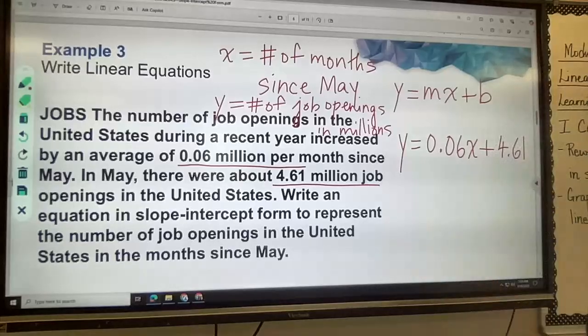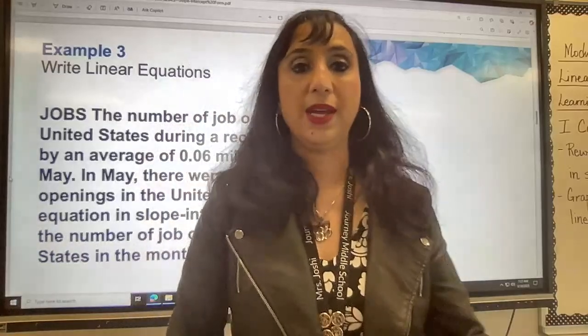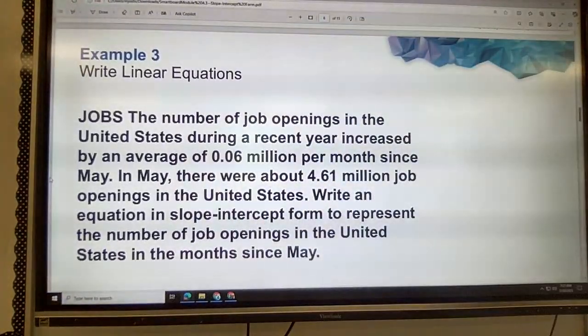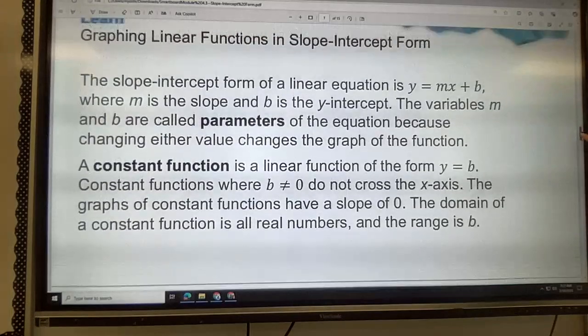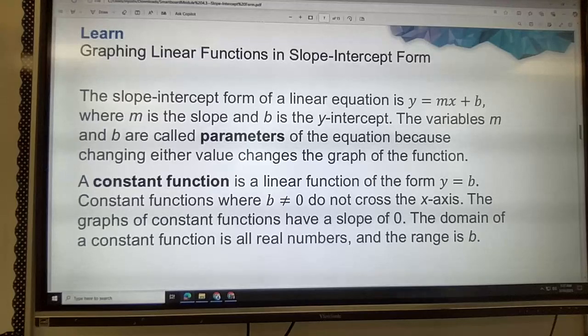And that is the equation in my slope-intercept form, right? Now, I want to quickly talk to you about two things, and that is parameters and what a constant function is. So let me just show that to you so that we have that written out for us. So let's look at this one and what the parameters are, okay?